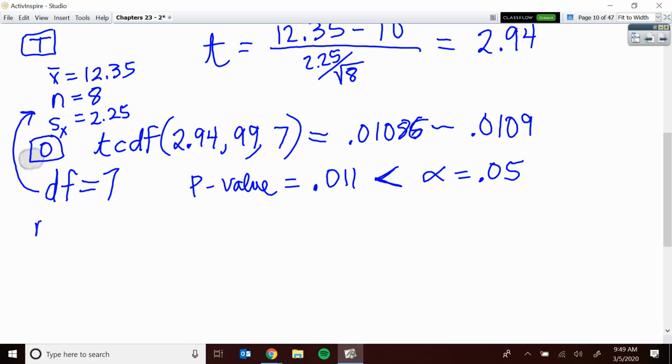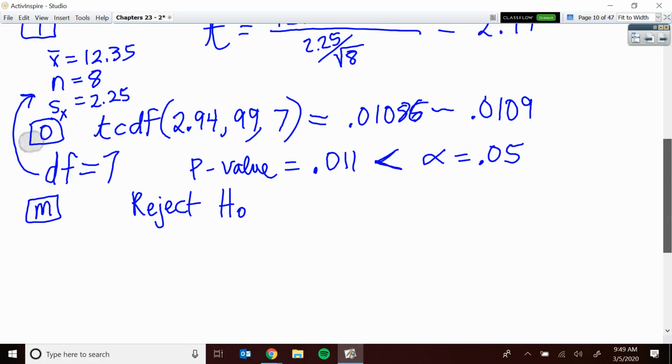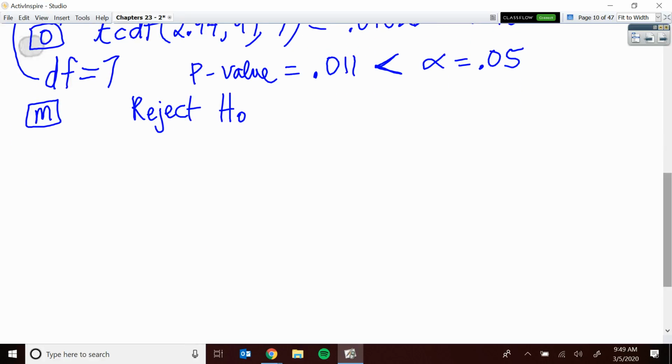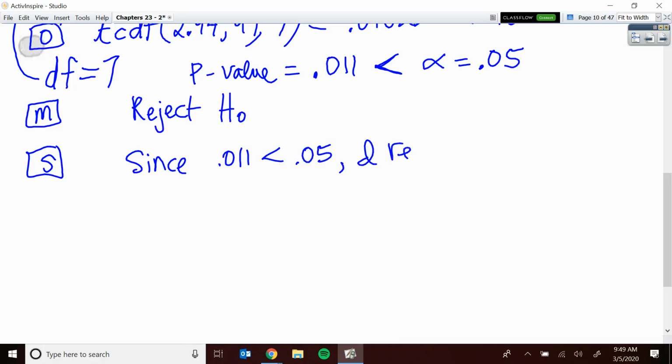So what is our next step in the model? Make a decision. And what would our decision based on that p-value be? Yep, reject H0. Okay, reject H0. There we go. And so now our conclusion. So we say, since 0.011 is less than 0.05, I reject H0.